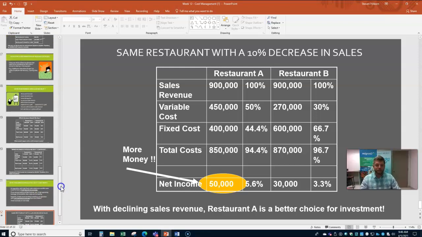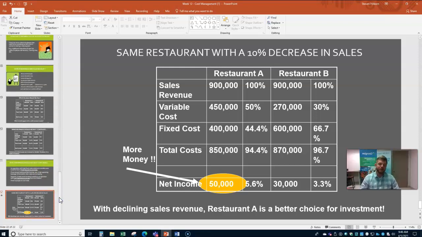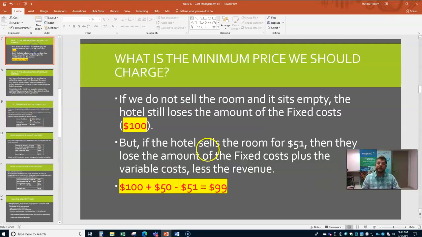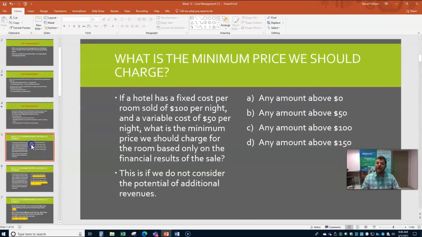We look at just a couple different things as far as how do we want to close a business during the off season and what are some of the impacts? Do we want to buy a certain business and what do I need to know? The difference between a fixed cost and a variable cost, as well as what is a minimum price, and what am I able to sell something for which still makes sense. And it might be a little bit different than what you thought.